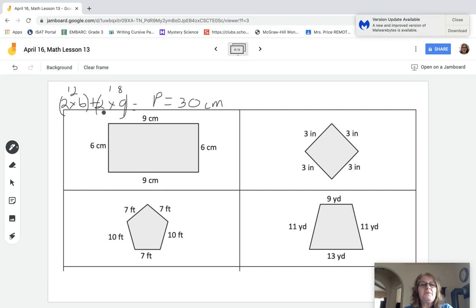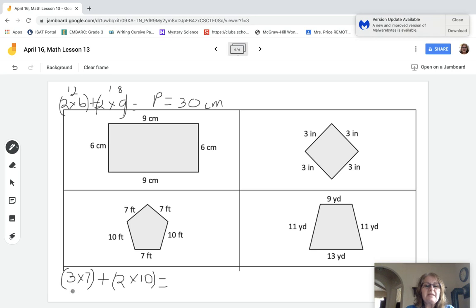Okay, so let's do this one down here. We've got 7, 7, 10, 7, and 10. So we've got 3 7s. So we've got 3 times 7 plus we've got 2 10s, 2 times 10. Okay, and if it's easier for you to do 10 plus 7 plus 7 plus 10 plus 7, you can do it that way. Or if it's easier for you to do it this way, you can do it this way.